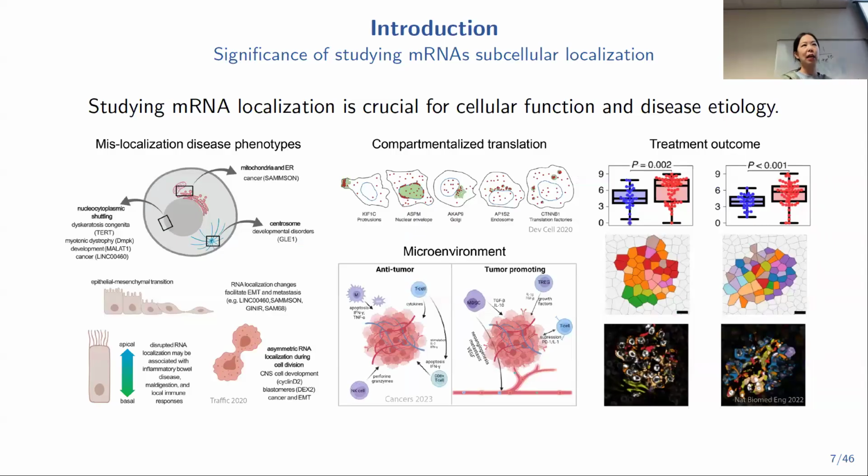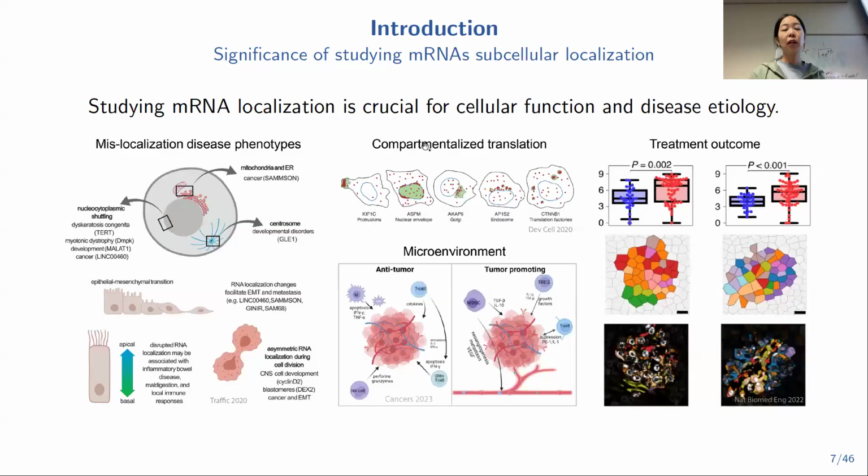In this particular project, we are interested in developing a statistical tool for detecting subcellular features. Why are we interested in this? Because this new technology enables resolution at the subcellular level, and studying subcellular mRNA localization is important for understanding cellular function and disease etiology. For example, mislocalization of mRNA: if an mRNA is expected to be localized in the nucleus, but in some particular cell it's in the cytoplasm, this may be related to some disease like cancer.